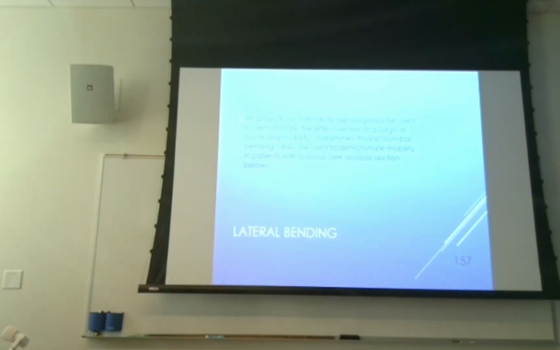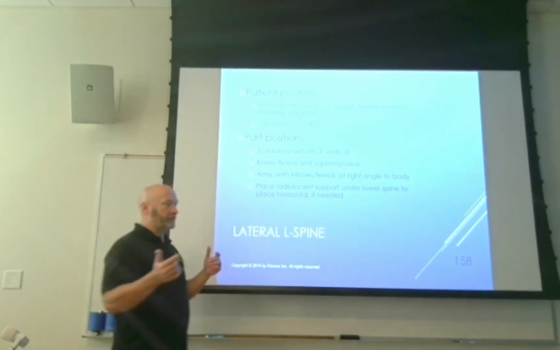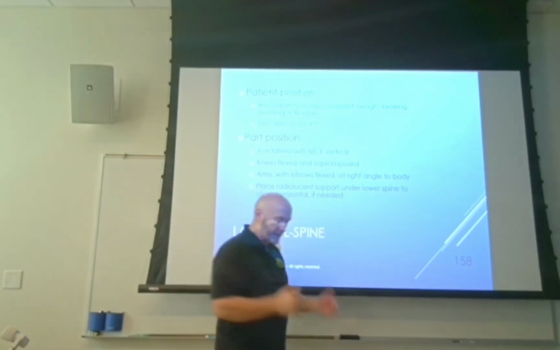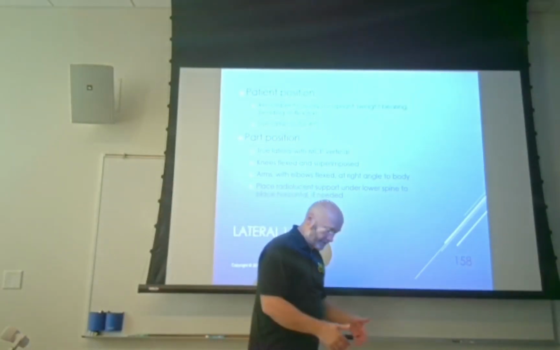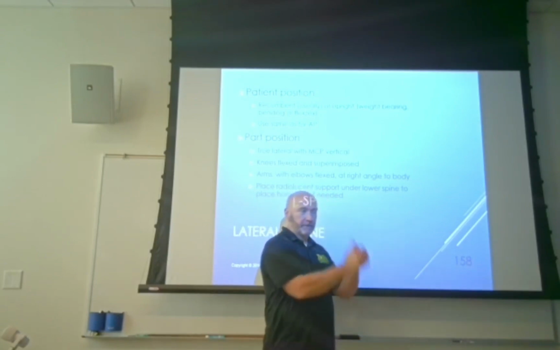Okay, so I'm going to skip over lateral bending. We'll get to it here in a minute, because we've got to do flexion and extension and bending on lateral as well. So with lateral L-spine, we're going to use the same steps that we took for a lateral T-spine. Get the patient's knees stacked on top of each other, their feet stacked on top of each other, get their arms out in front of the patient.